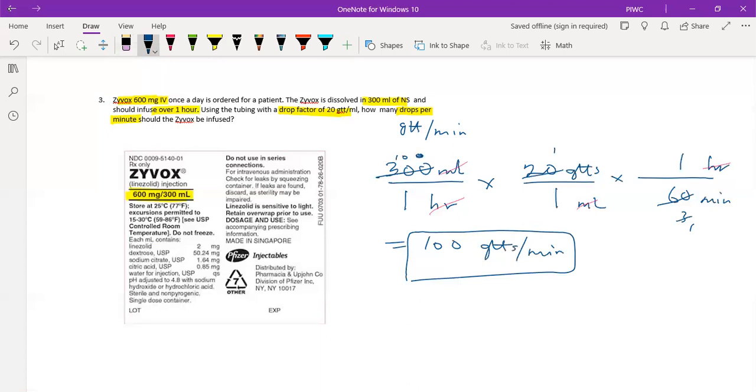So in this question, don't get too confused. Some people wonder why we didn't use the 600 to work out this problem. If we look at the label, the 300 ml that you're infusing contains the 600 milligrams. You can see right there on the label. So in this question, we don't need to use the 600 milligrams.